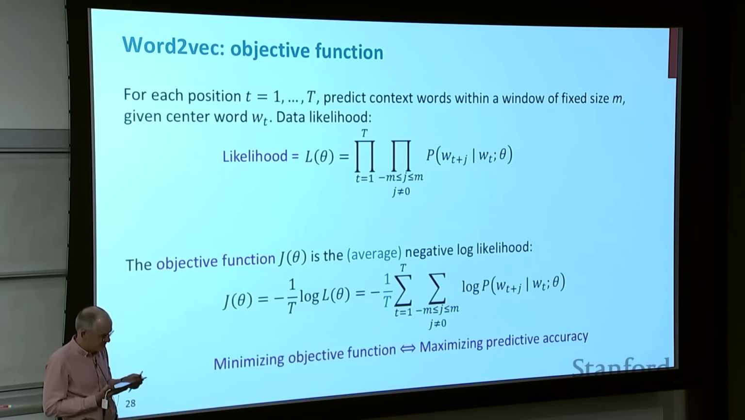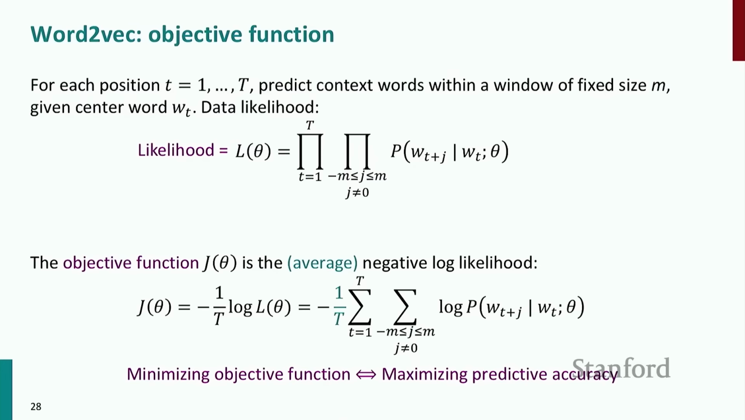And so we turn that into a piece of math. Here's how we turn it into a piece of math. We're going to go through our corpus, every position in the corpus, and we're going to have a fixed window size m, which was 2 in my example. Then we want the probability of words in the context being as high as possible. So we want to maximize this likelihood, where we're going through every position in the text, and then going through every word in the context, wanting to make this big.